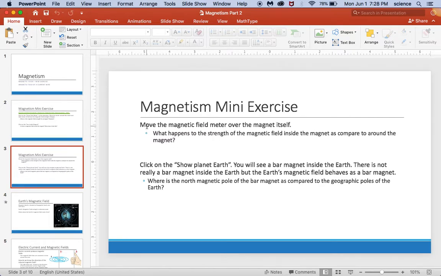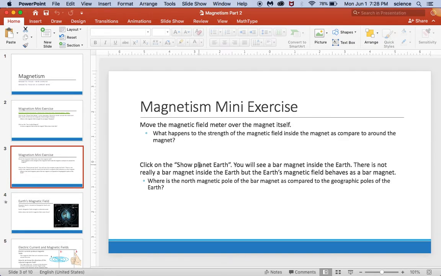So we answered this next question. If I move the magnetic field meter over the magnet, what happens to the strength of the magnetic field inside the magnet as compared to around the magnet? It's definitely very strong inside the magnet, very strong magnetic field.